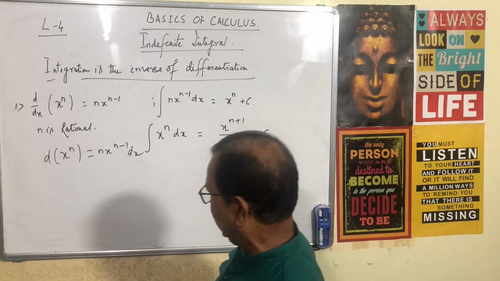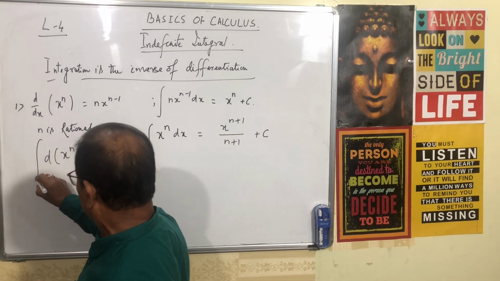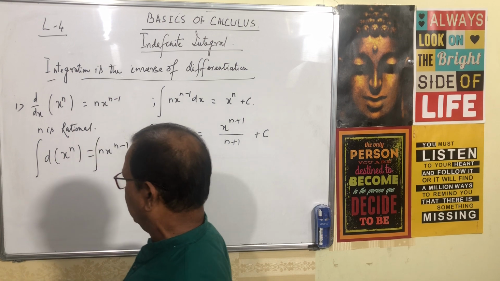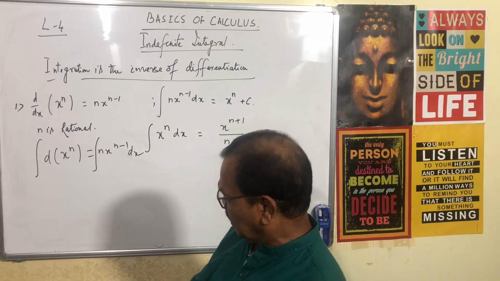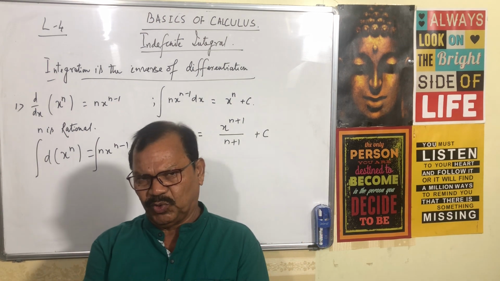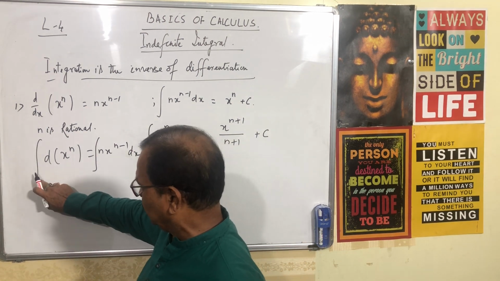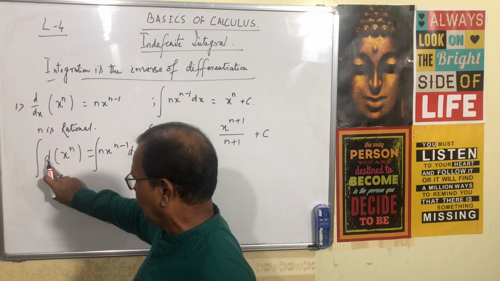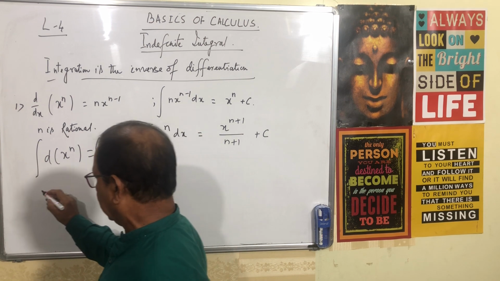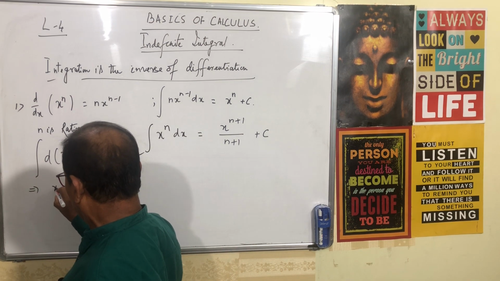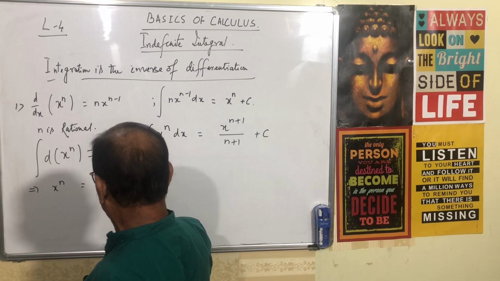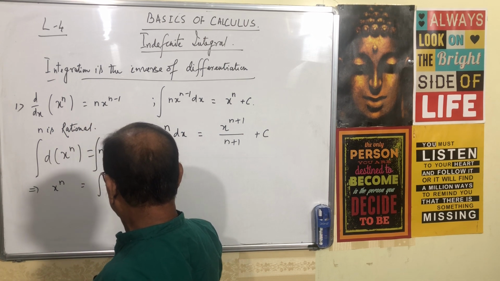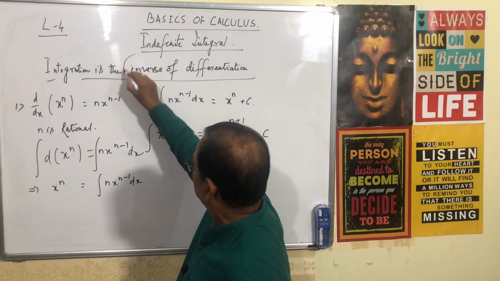Just to understand the fact, now take the integral sign on both sides. Since integration and differentiation are inverse processes, the integral sign and d become nullified. It can be written simply as x^n. This is n x^(n-1) dx. This is the inverse of differentiation.